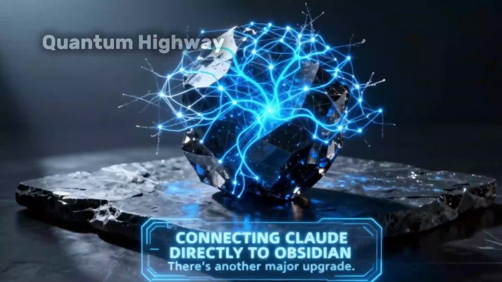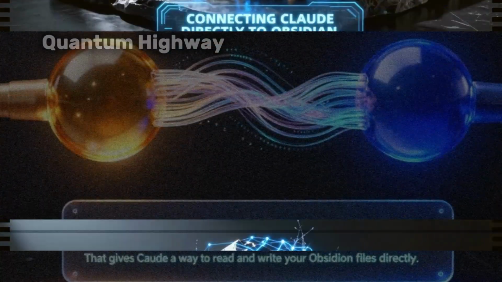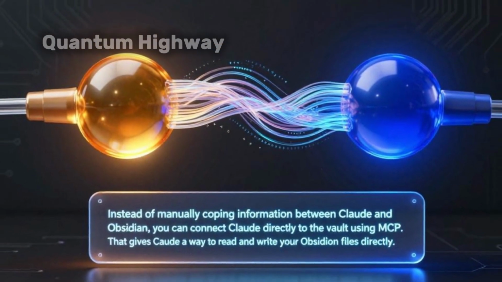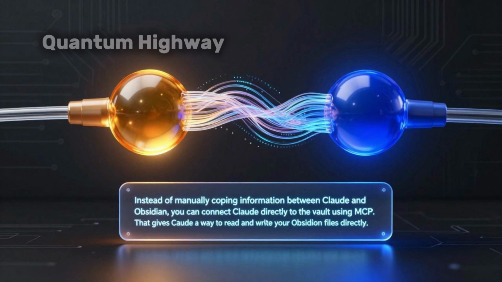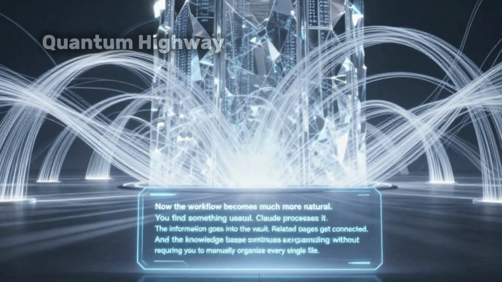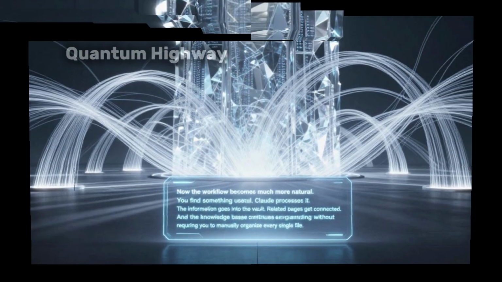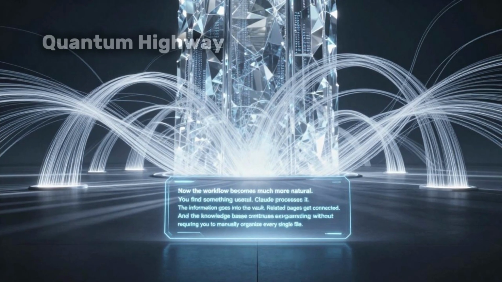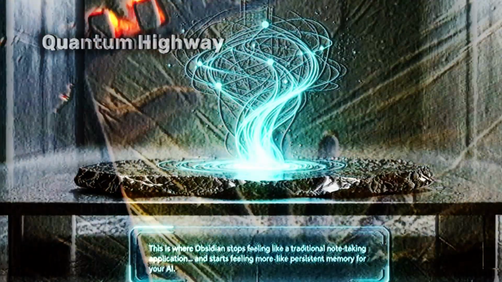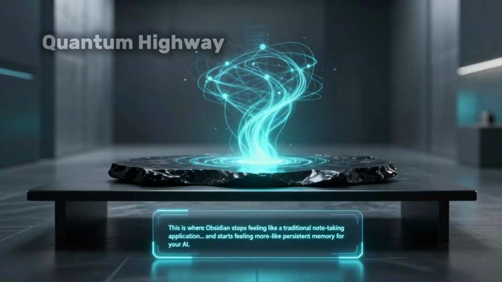Connecting Claude directly to Obsidian, there's another major upgrade. Instead of manually copying information between Claude and Obsidian, you can connect Claude directly to the vault using MCP. That gives Claude a way to read and write your Obsidian files directly. Now the workflow becomes much more natural. You find something useful. Claude processes it. The information goes into the vault. Related pages get connected, and the knowledge base continues expanding without requiring you to manually organize every single file. This is where Obsidian stops feeling like a traditional note-taking application and starts feeling more like persistent memory for your AI.